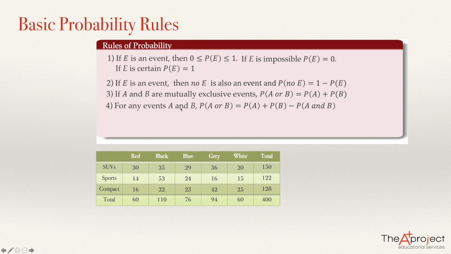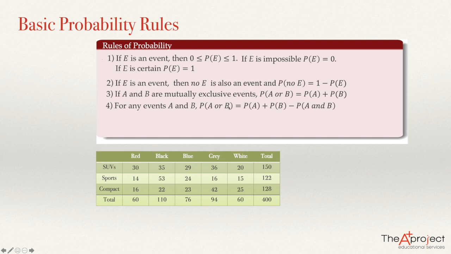For any events A and B, the probability of A or B, now any events, not necessarily mutually exclusive. For whatever two events A or B, the probability of A or B will be the probability of the first one plus the probability of the second one minus the probability of the two events happening at the same time, the probability of A and B. You can apply this rule for any two events, whether mutually exclusive or not.